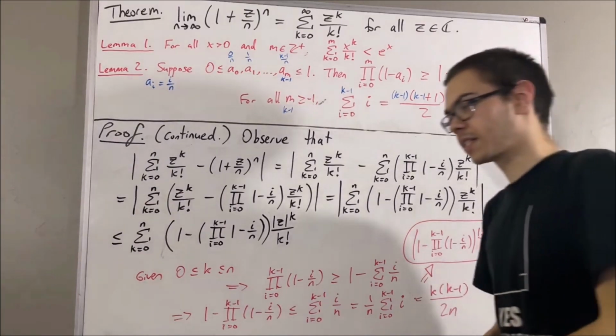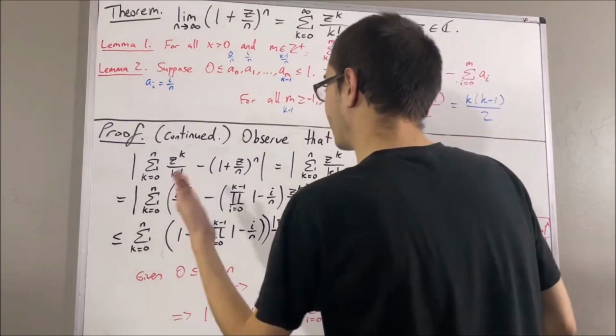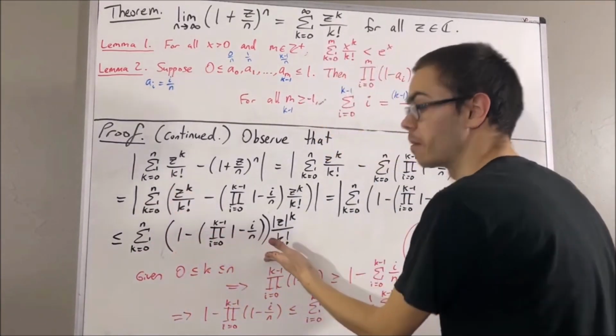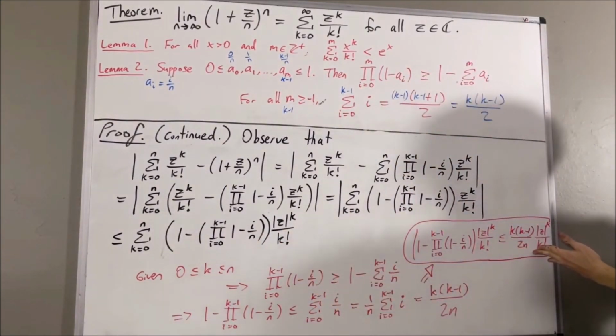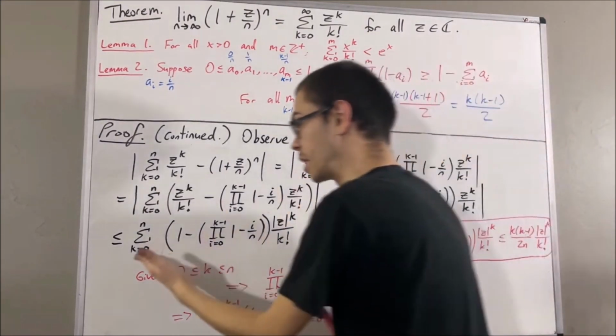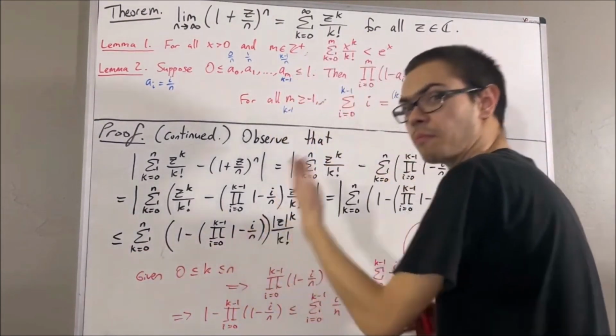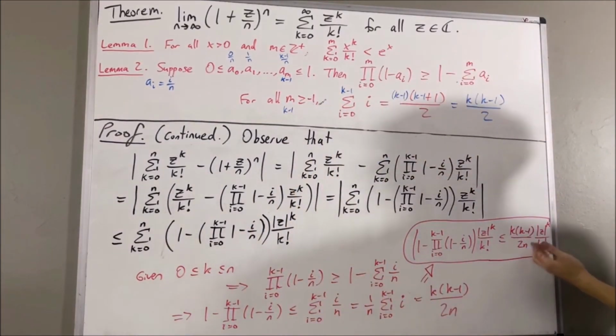So what does this tell us? It tells us that every term of this sum is less than or equal to this corresponding value. Therefore, the sum of all of these guys must be less than or equal to the sum of all of these guys.